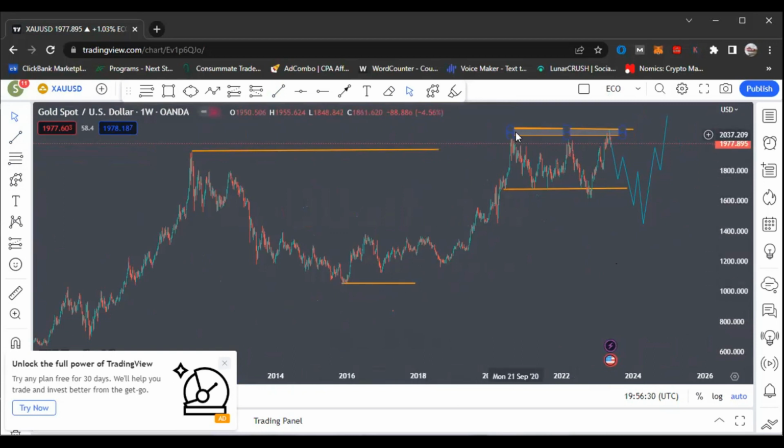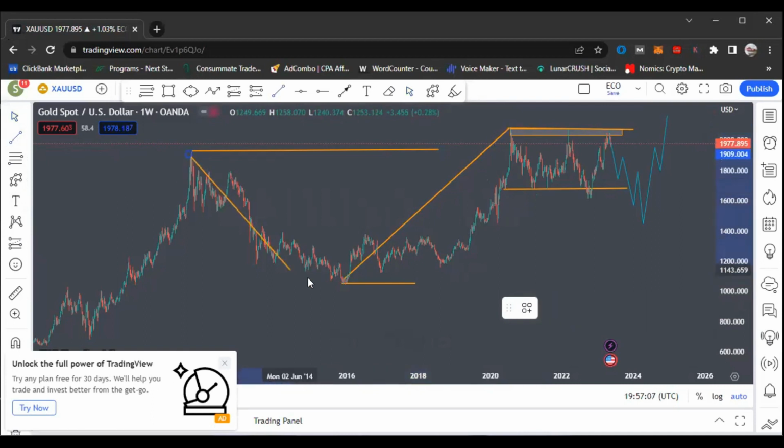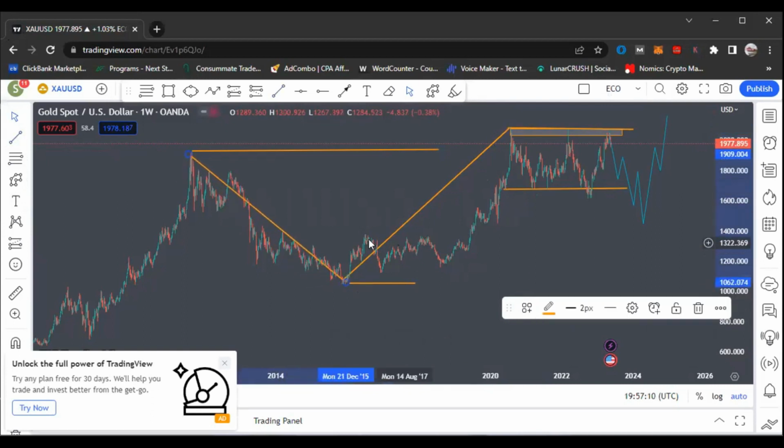So this is a single leg impulse. We are looking at it as a single impulse leg. This whole thing, from here to here, is one impulsive leg. Whatsoever was happening here was just minor structure and minor movement forming in between this previous range that was created. All this here was internal structure that was forming until we took out this high.